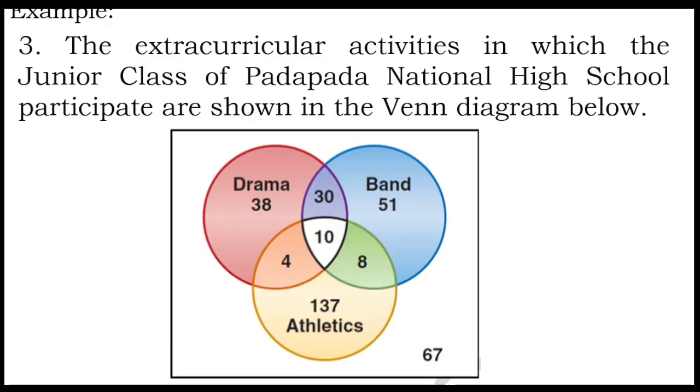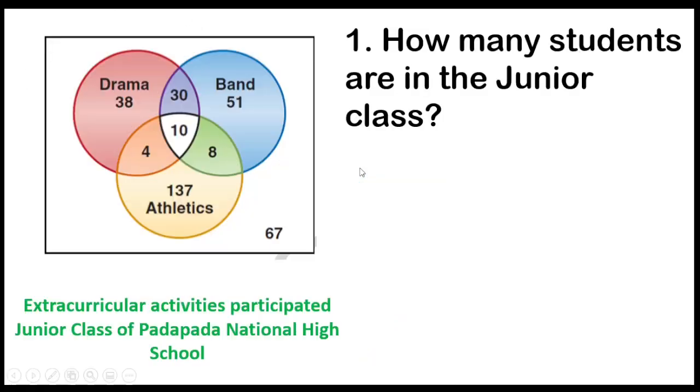Now, let's discuss the third example. So, the extracurricular activities in which the junior class of Padapado National High School participate are shown in the Venn diagram below. So, we have 3 events. We have drama, band, and athletics, in which 67 of these do not participate in the 3 events. Okay? Now, given the Venn diagram, let's answer the question, how many students are in the junior class?